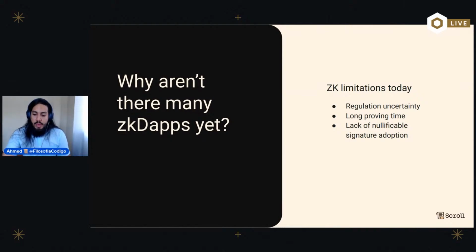why ZK applications haven't been widely adopted so far, this is more of a technical one, and it's because of the lack of nullifier signature adoption by wallets such as MetaMask or Rabby or whatever. And what does this mean? When you have a ZK application, you usually have this primitive, which we didn't discuss today, which are the nullifiers. So what are nullifiers? You can think about nullifiers as a technique that prevents double spend.